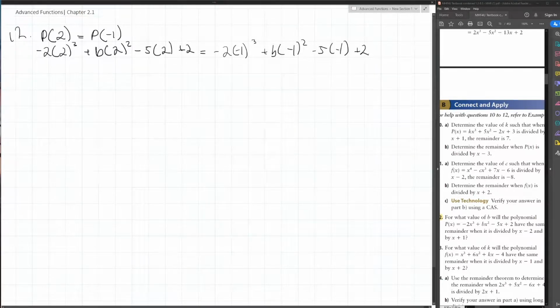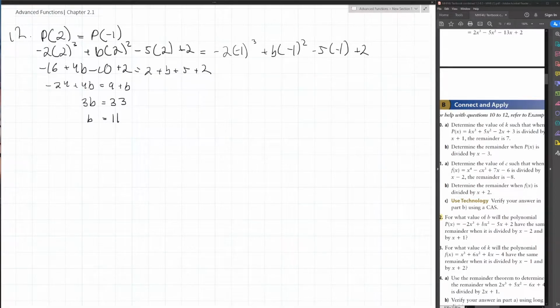Now let's simplify these expressions. So we have negative 16 plus 4b minus 10 plus 2 is equal to 2 plus b plus 5 plus 2. These together would make negative 24 plus 4b is equal to 9 plus b. Let's move all the b's and all the numbers to one side. So we have 3b is equal to 9 minus negative 24, which is equal to 33. So b is equal to 11. Therefore, the b value will have to be 11.